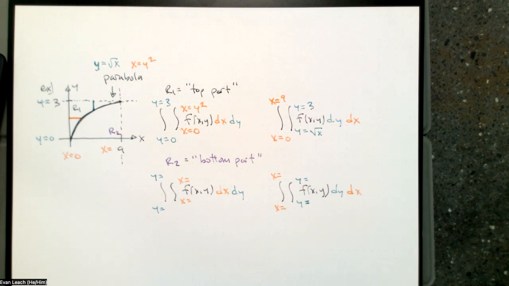Now let's describe the bottom part. This parabola boundary has divided our rectangle into two different regions, a top part and a bottom part. I almost said top half and bottom half, but they're not halves because they're not the same size, because I didn't use a line.